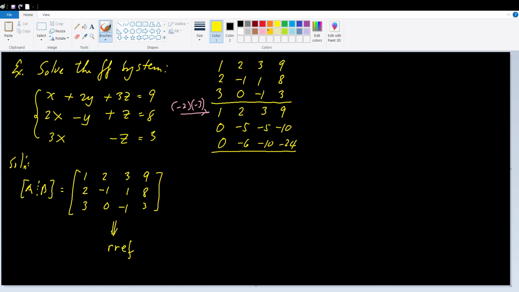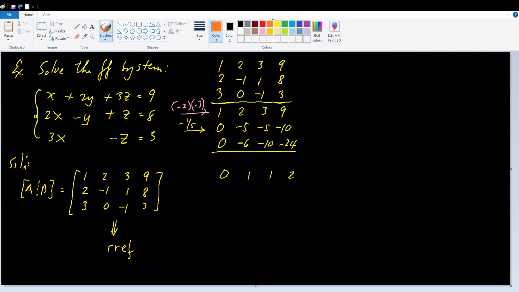Next, we have to turn this into a leading entry. So we have to multiply it by negative 1/5. Alright? So we multiply this by negative 1/5. So 0, 1, 1, and 2. This is now a leading entry, and the elements above and below must be 0.